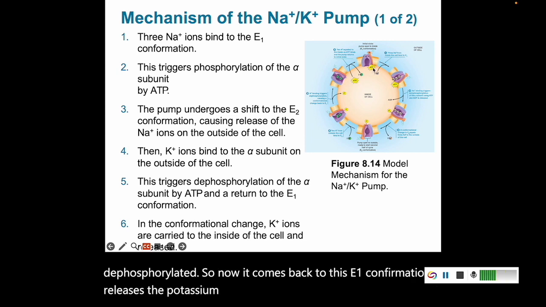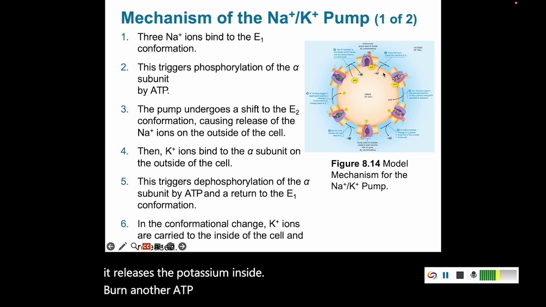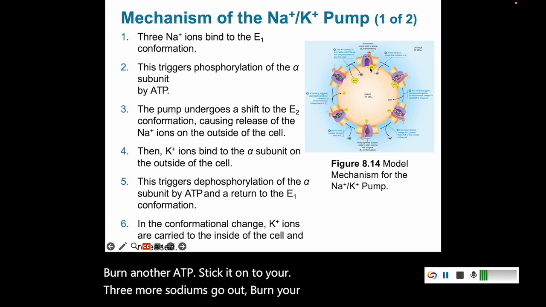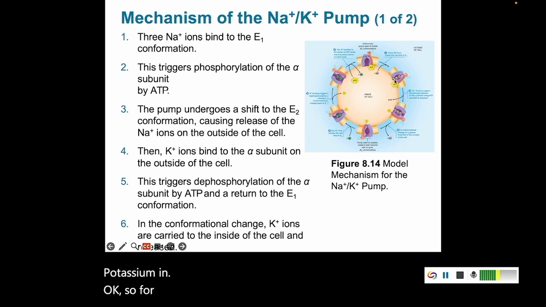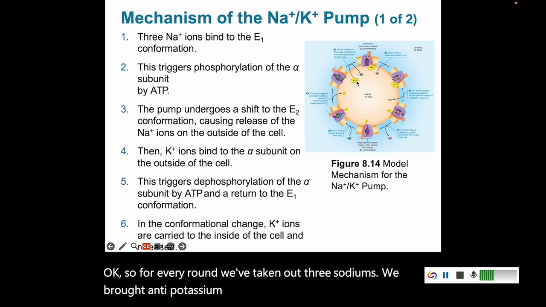Burn another ATP. Stick it on to your enzyme. 3 more sodiums go out. Burn your ATP. Potassium comes in. Grab another ATP. 3 sodiums. Burn your ATP. Sodium out. Potassium in. Okay. So for every round, we've taken out 3 sodiums, we've brought in 2 potassium, and we've used another ATP.